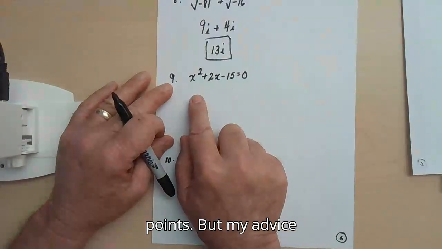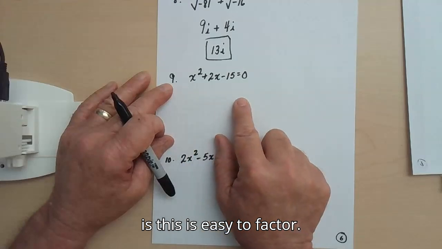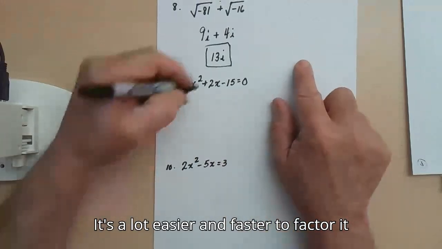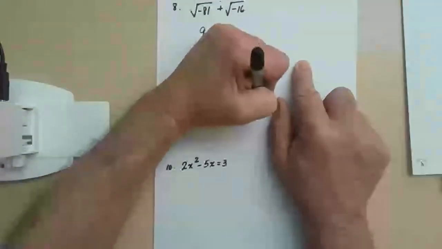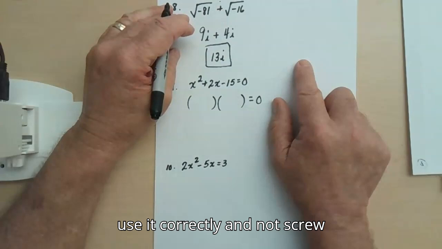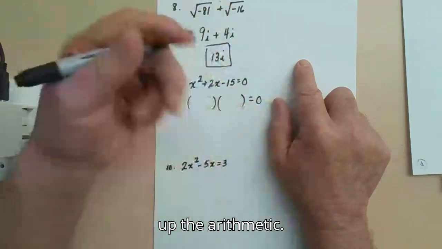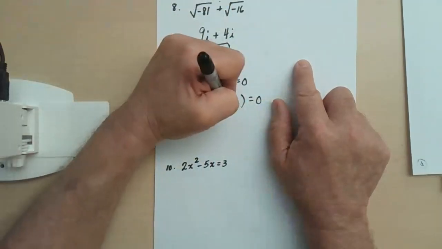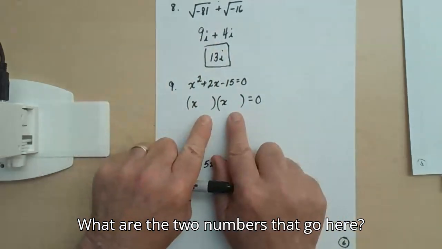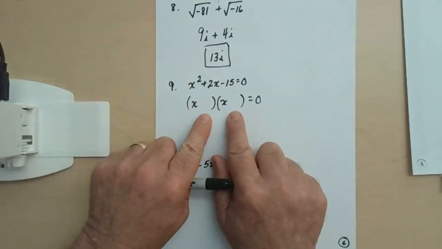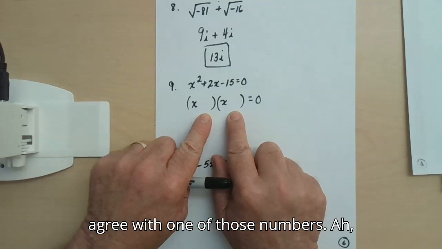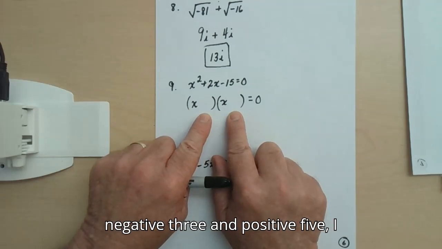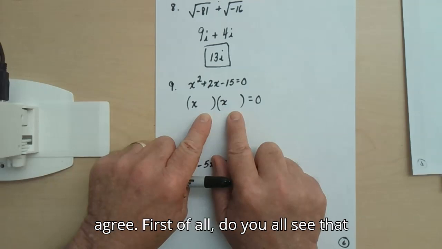But my advice is this is easy to factor. It's a lot easier and faster to factor it than it is to use the quadratic formula, use it correctly, and not screw up the arithmetic. What are the two numbers that go here? -3, -4. Say again. -3, -5. I agree with one of those numbers. -3 and +5. I agree.